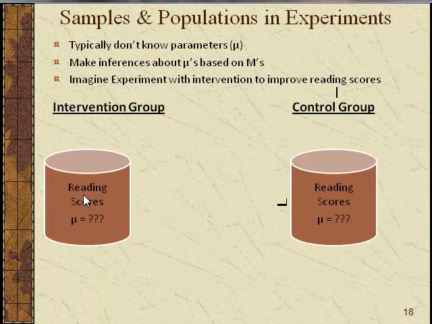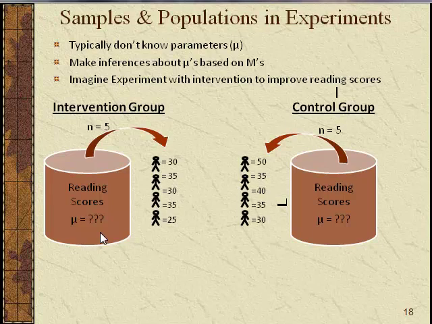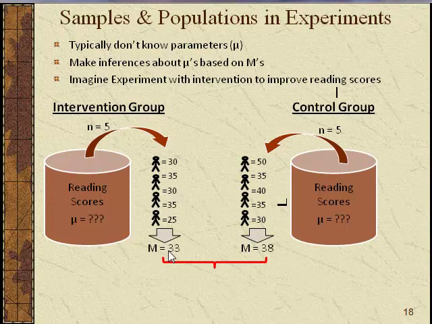So we imagine the intervention group, that is the group that we mess with, and the control group. The independent variable is whether or not we intervene, and we're going to see if there's a difference on the dependent measure of reading scores. In the intervention group, we pull out 5 people, and we measure the reading scores. In the control group, we pull out 5 people, and we measure the reading scores. And that gives us the means of 33 and 38. So we are curious: what does this really mean about the population mu's? Is there a difference in these two groups based on the way we treated them?